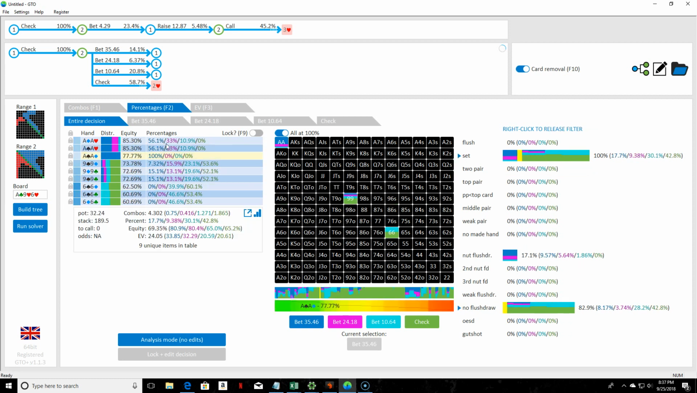All the sets, overbet, overbet, overbet. 9-9, we're actually checking back here. I guess we can induce a bluff on the river here.